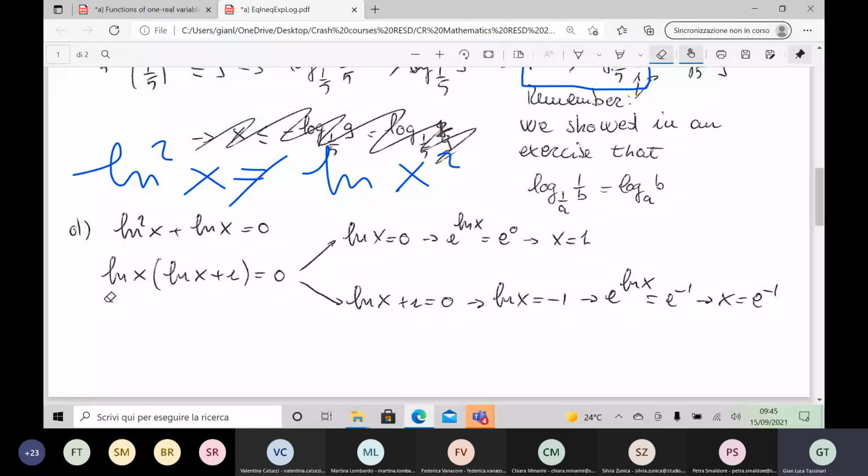We have already applied this rule without using logarithm, because here you have a product. So we have an equation, and the left-hand side is a product equal to 0. A product, remember, very important, is equal to 0 either if the first factor is null or if the second factor is null. So for this reason, you can split this equation into two distinct equations. One, ln of x equal to 0, and the other one, ln of x plus 1 equal to 0.